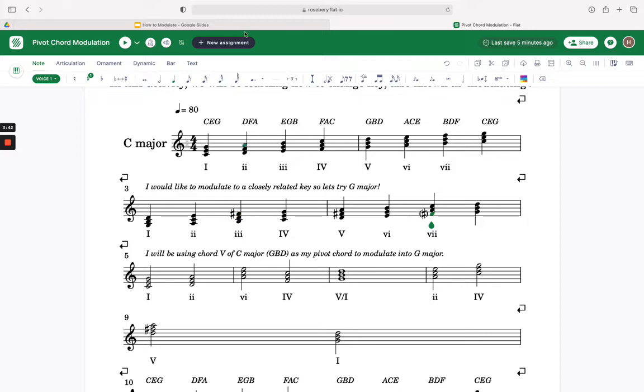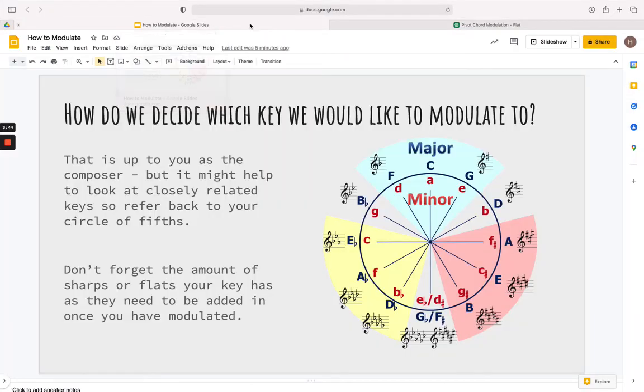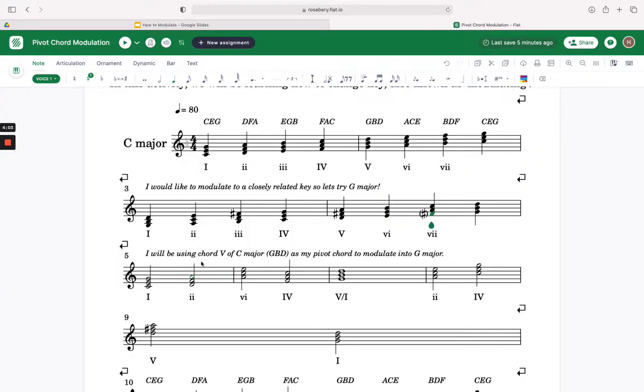Why has that been added in then? Let's go back to our circle of fifths. Here we can see that in G major, which is the key we are getting to, it has one sharp. So we know that Father Charles goes down and ends battle. So as this has one sharp, that is going to be F for father. So that's why we have our F sharp there.